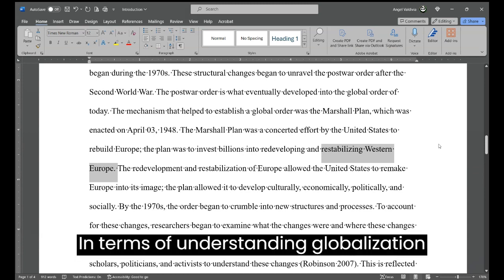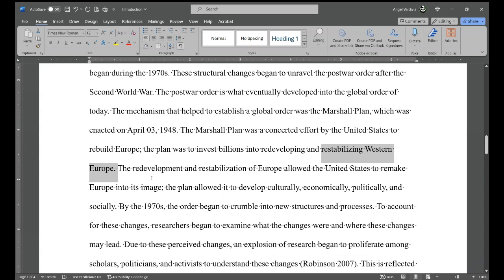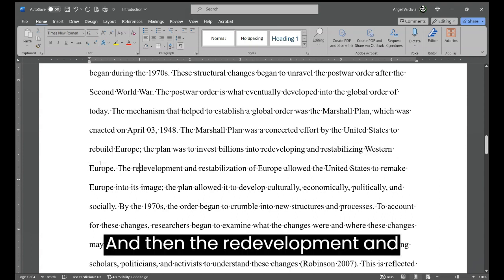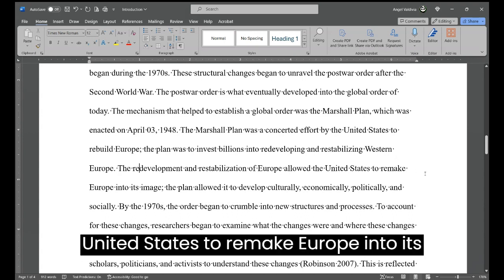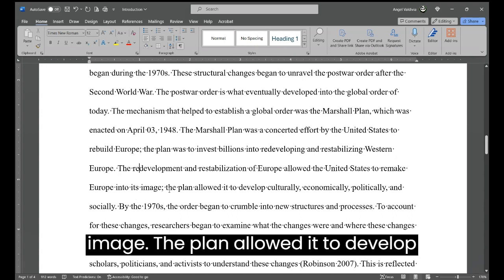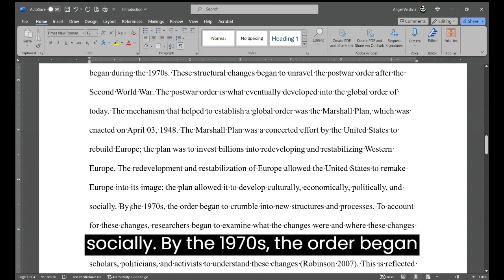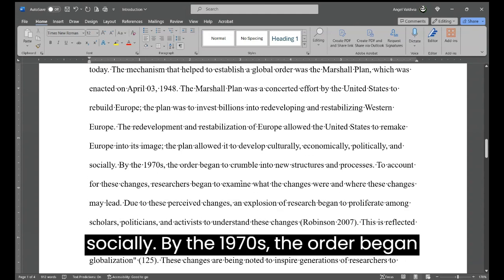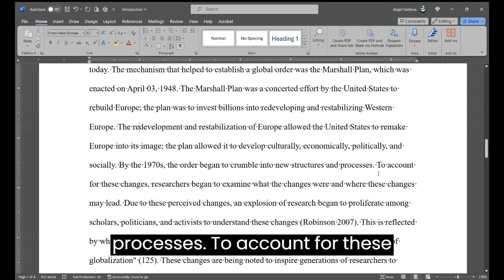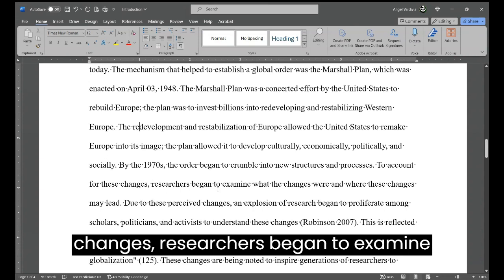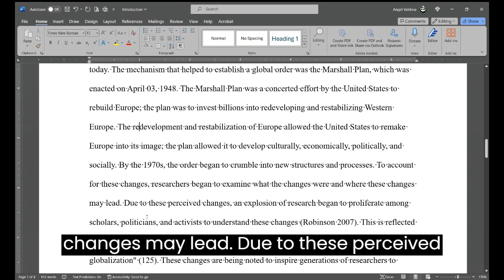In terms of understanding globalization from a modernist perspective, okay? And then the redevelopment and restabilization of Europe allowed the United States to remake Europe into its image. The plan allowed it to develop culturally, economically, politically, and socially. By the 1970s, the order began to crumble into new structures and processes. To account for these changes, researchers began to examine what the changes were and where these changes may lead.